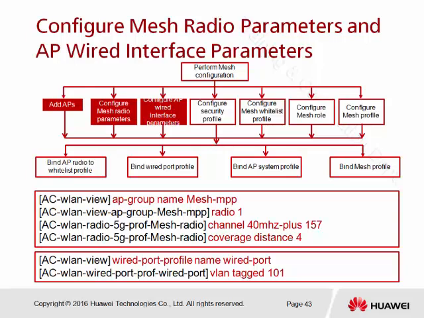Okay, radio 1. I would like to select channel 157. I'm using the HD40. And we also can set the coverage distance, using the command coverage distance. Don't forget to return to the WLAN view, using the command wired-port-profile. Just keep the name over there because this is the first time we create this profile. Every time we create a new profile, please remember to give the name. So try to tell this AP, the MPP, what VLAN you're going to use. Okay, the VLAN tag 101.